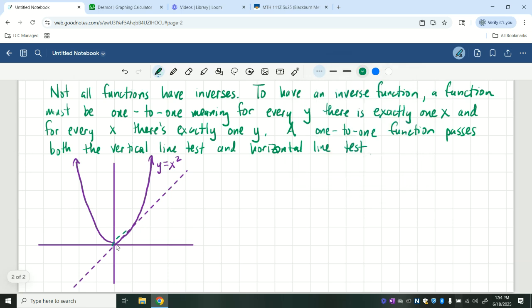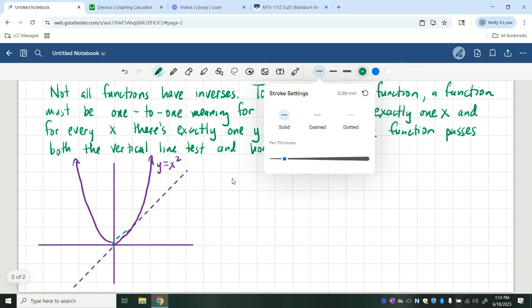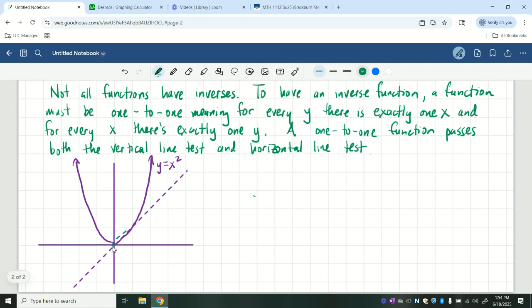If I flip it around that line, whoops, I'm in dashed line mode. Flip it around that line, you end up getting this action going on. But what's the problem with that is that's not a function now, is it? That's not a function now. So that is the reason why a graph needs to be one-to-one in order to have an inverse.